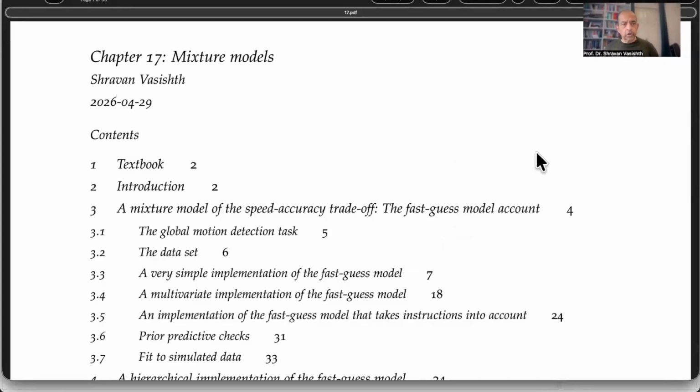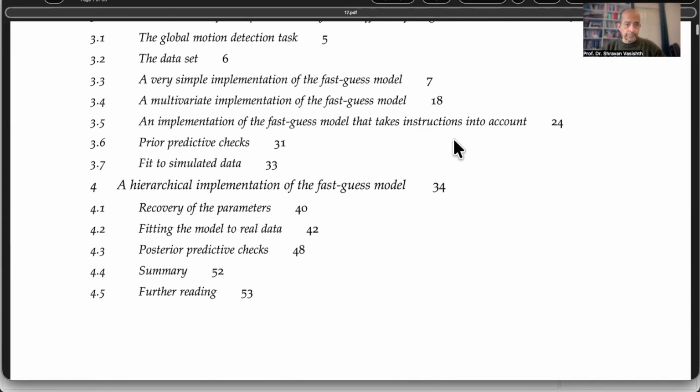In this lecture, I'm going to walk you through chapter 17, which introduces mixture models, finite mixture models. This is a very useful modeling tool for situations where you have possibly more than one underlying distribution generating the data, but the proportion in which these two distributions are involved in producing the data is a parameter that needs to be estimated.